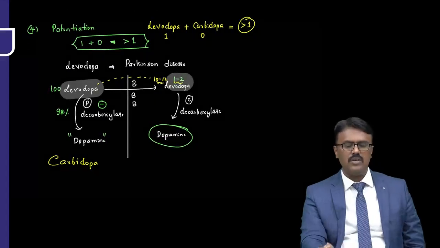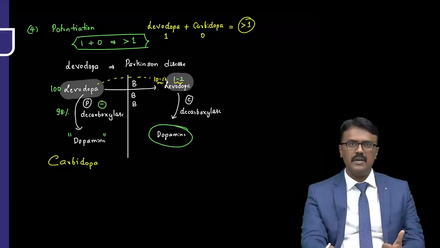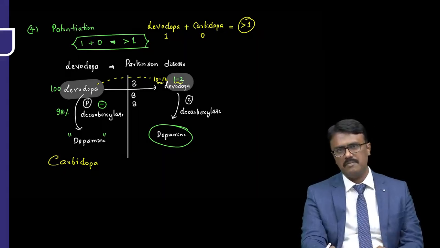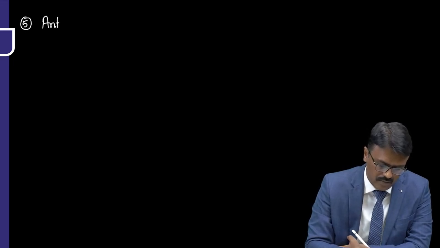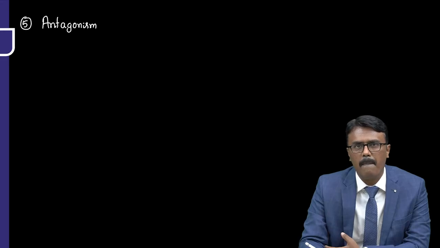So until now we understood what the important combined effects are. Number 1, the permissive action. Number 2, additive. Number 3, synergistic. And number 4, potentiation. The fifth one, which we need to understand, is that when we combine drugs, they can produce antagonism. You know that antagonism is the blocking property of the drugs.